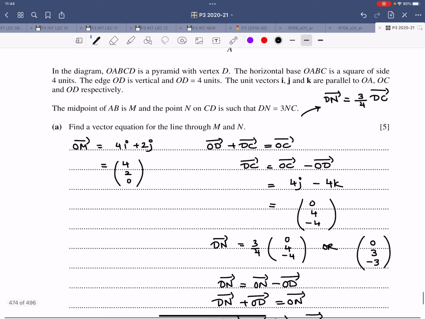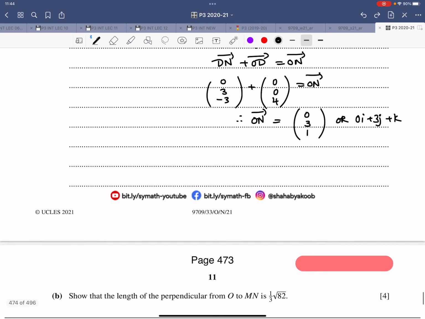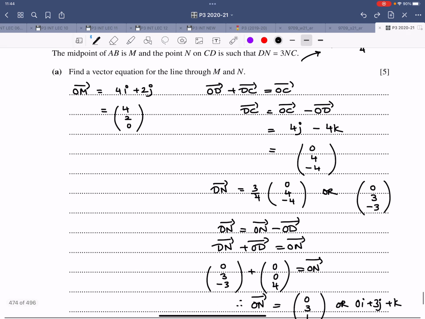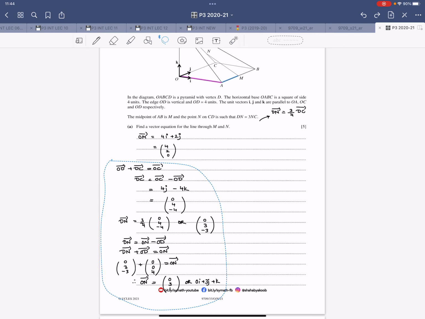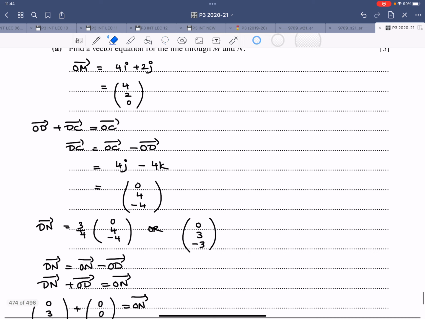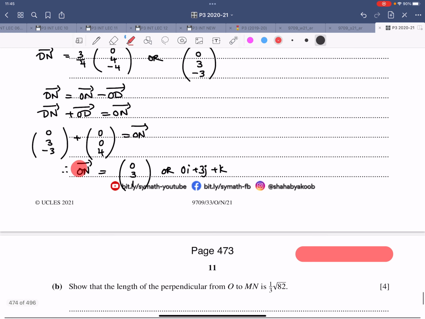And if you want to write OM in the ijk form, that's 4i, which was actually already written, 4i plus 2j plus 0k. Now the working starts, and I have already used up too much space. Since I'm using my iPad, I can just shift everything underneath like this. That makes more sense. Now this is OM. Let me highlight it. So this is OM and this is ON like this.